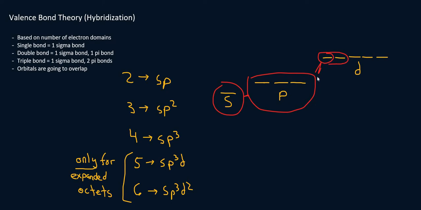So now you've got 2 d orbitals fused to the 3p orbitals, fused to the s orbital, and that's going to give you 6 open slots for bonding. But we can only do these 2 for expanded octets. These 3 up here, where you have 2, 3, and 4 domains, are probably the most common ones that you'll see, and you'll see them all the time with carbon.